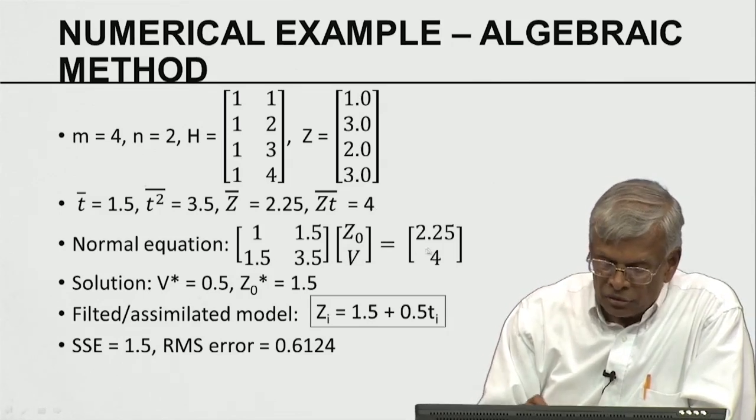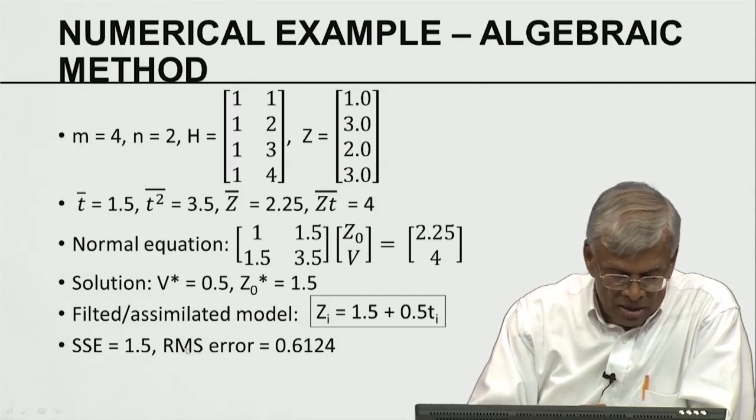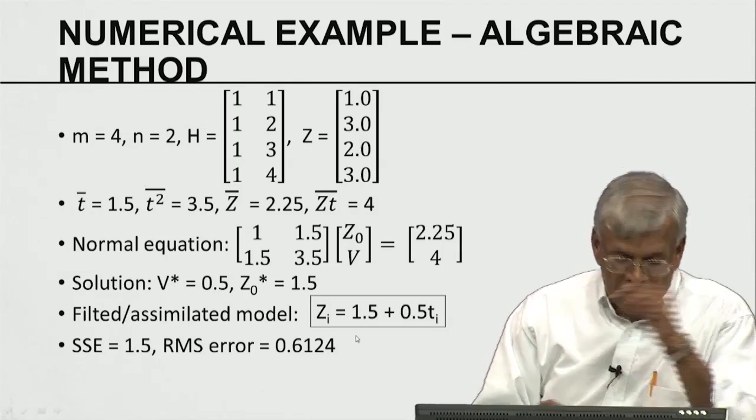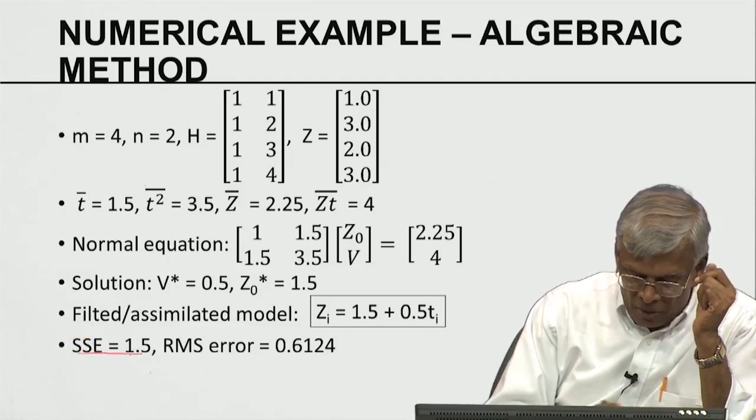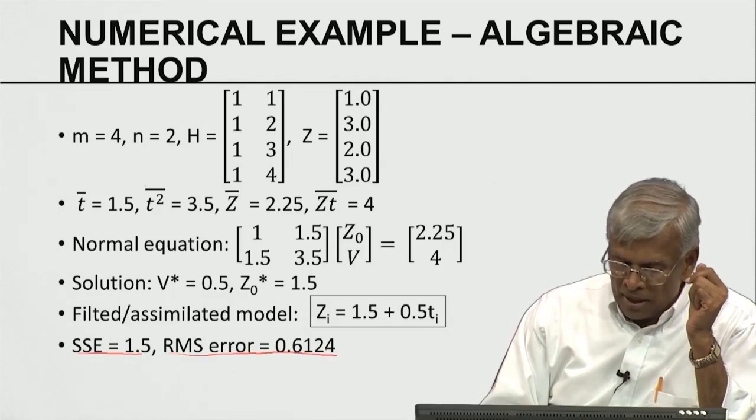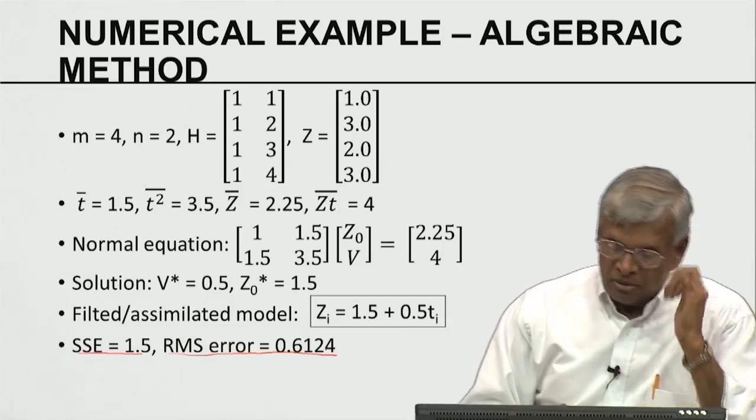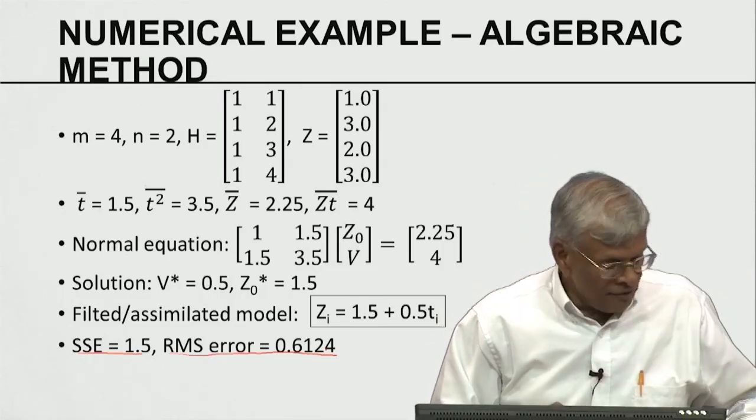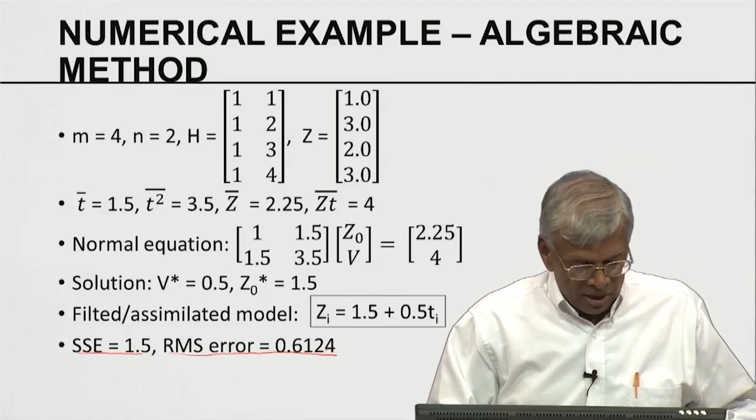If I solve these two 2 by 2 systems, I get V star, Z star, Z naught star. So the fitted assimilated model is given by this equation. In this case, I would like you to verify the sum of squared error is 1.5. The square root of the sum of squared error is 0.6124. This is the claim I would like you to verify. I think it's better to do these calculations and verify the correctness of these things to get a feel for how to do the least square computations.